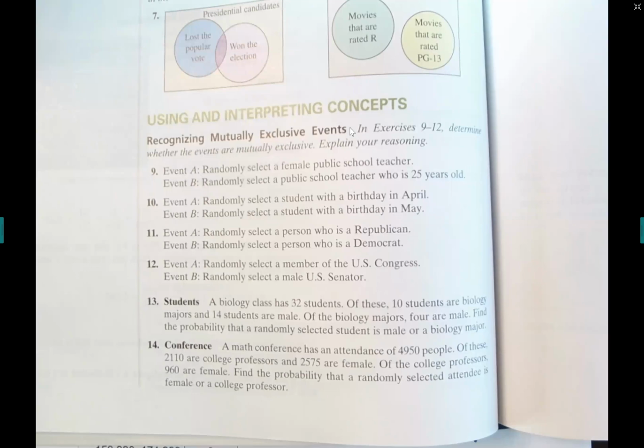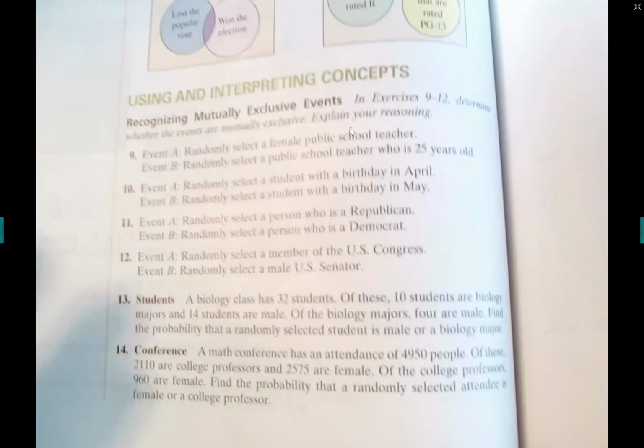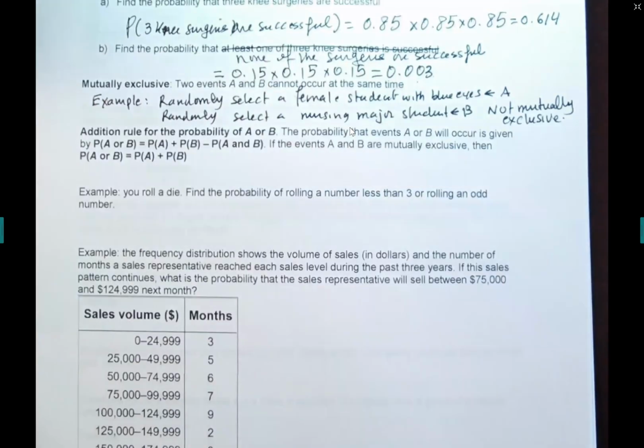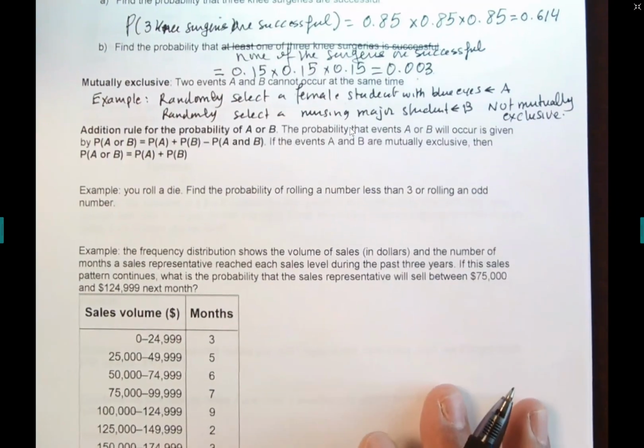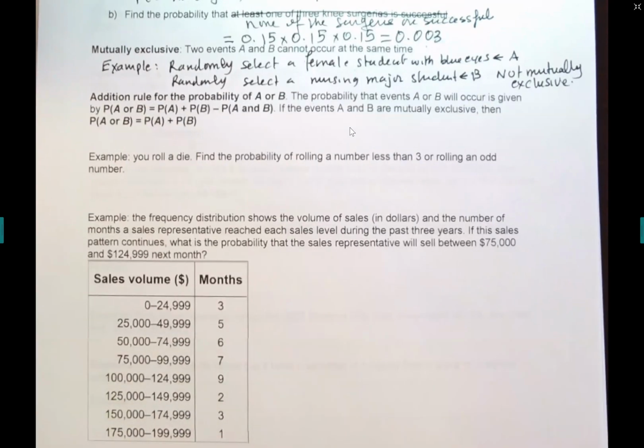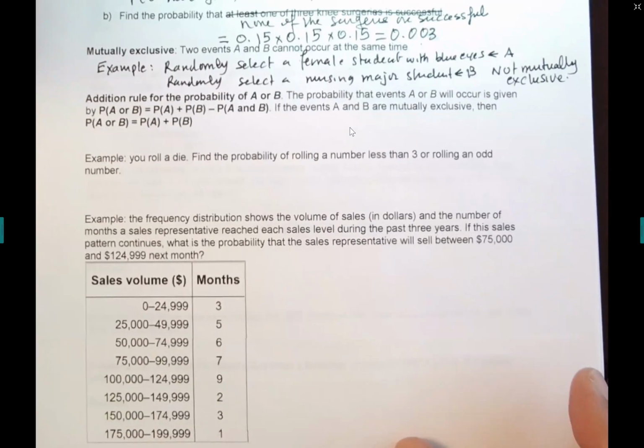All right, so this is what mutually exclusive events are. Just want to make sure you understand that. And now we're gonna go back and continue with the addition rule. This is just one objective, and then we have a little one and we'll be done with this chapter.